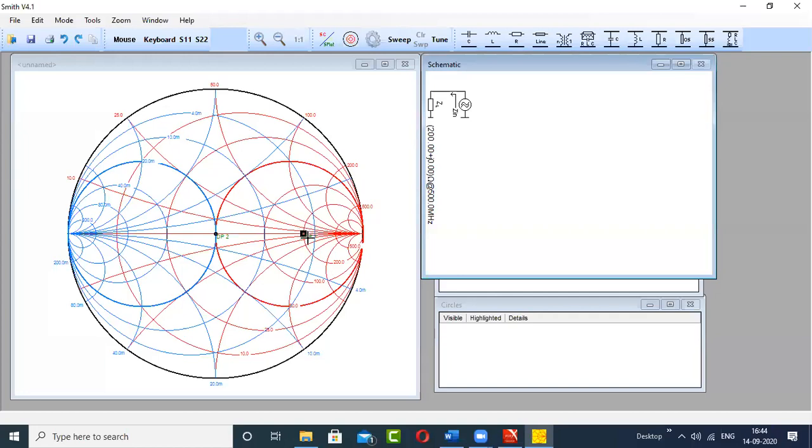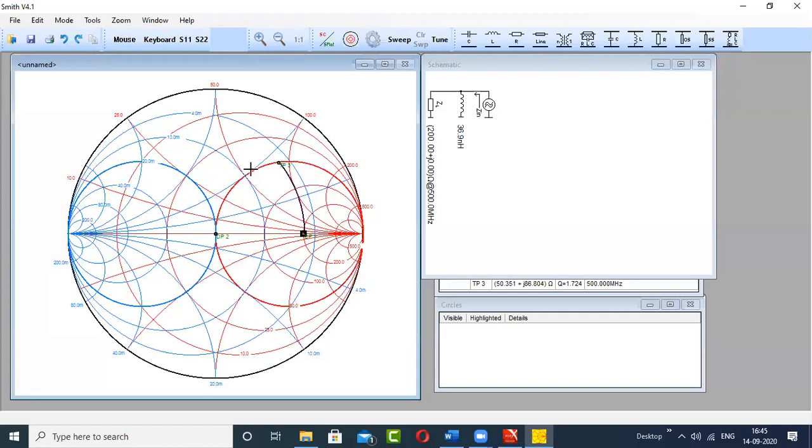Now I will take the help of reactive components. Once again, the goal is the same. You have to move from this load to the center of the Smith chart, taking the help of circles. You have to move along the circles. So similar to the earlier problem, I will click on shunt inductor. I will be moving parallel to the blue circle you can see, and I will stop at the 1 plus jx circle.